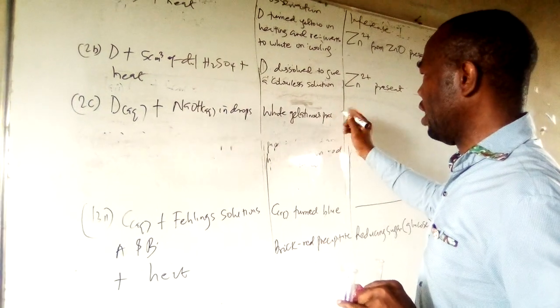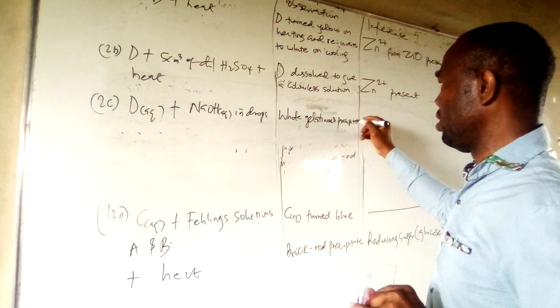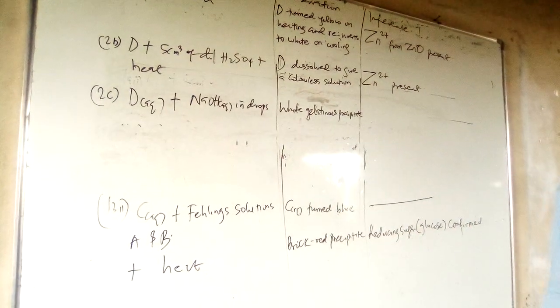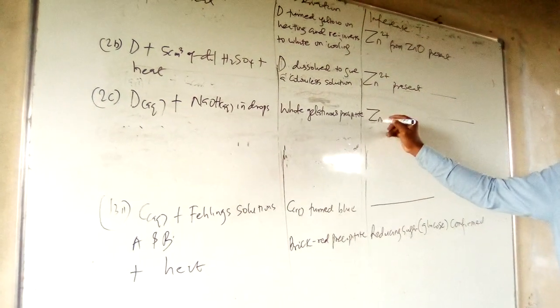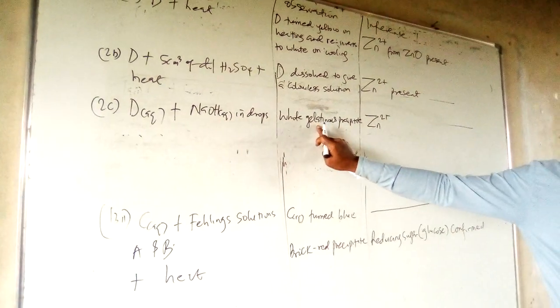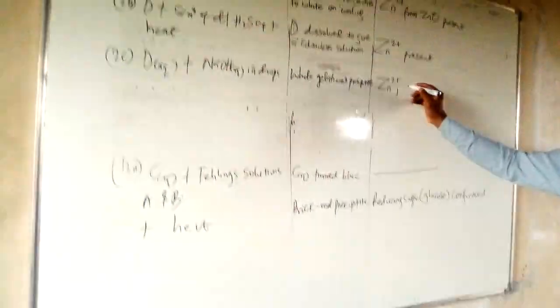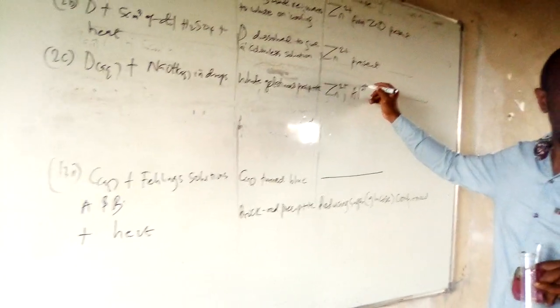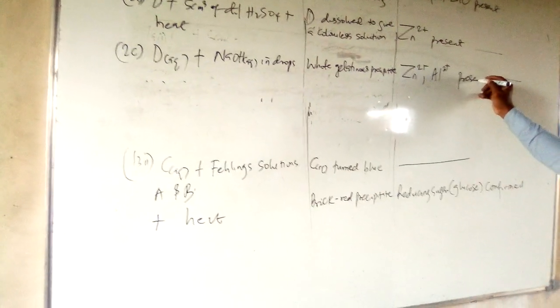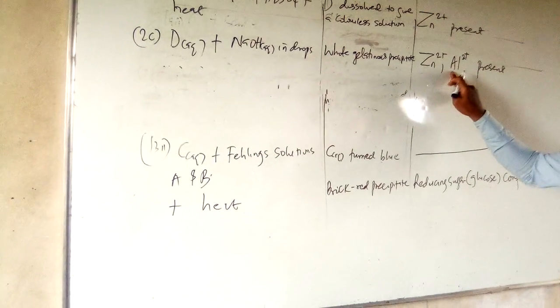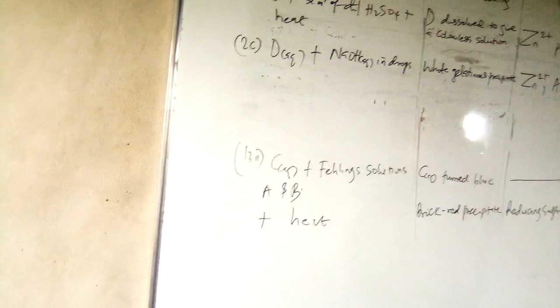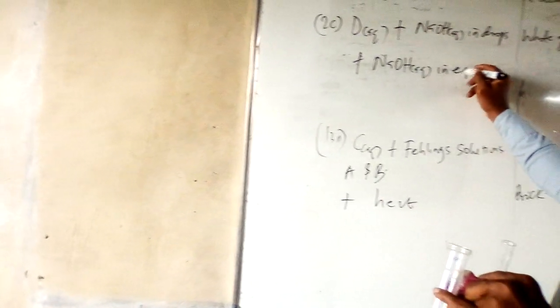What are the cations that normally give us white gelatinous precipitate with sodium hydroxide? Zinc is there, not calcium. Calcium cannot give gelatinous. Zinc and aluminium. Lead is off, I hope you know that. Now as present, please don't put "and". Comma means all, because it's one salt. Then plus sodium hydroxide aqueous in excess.